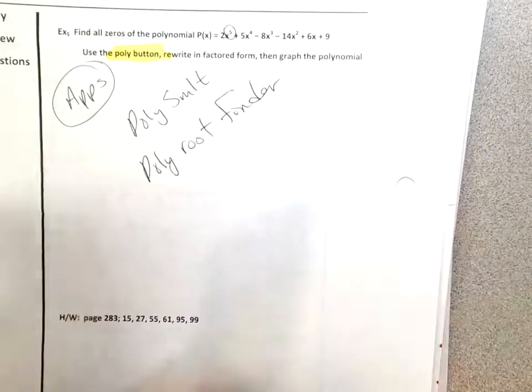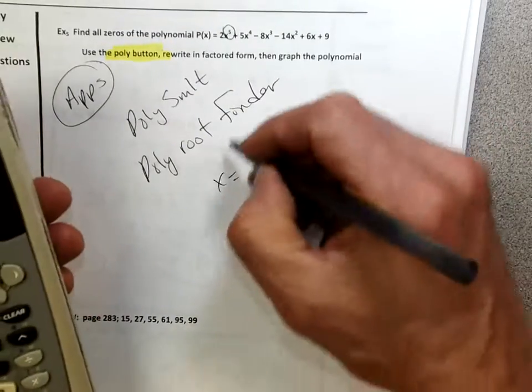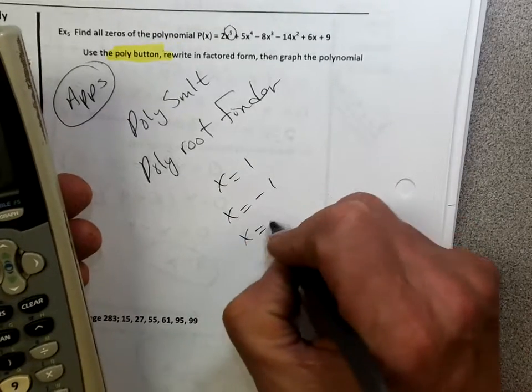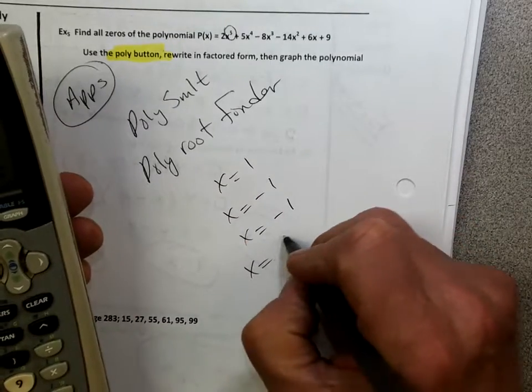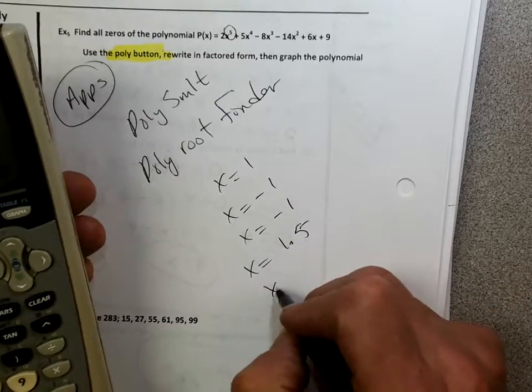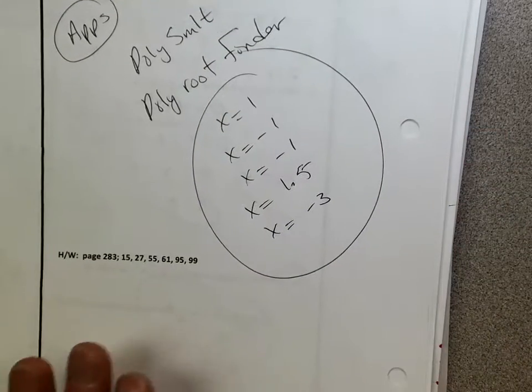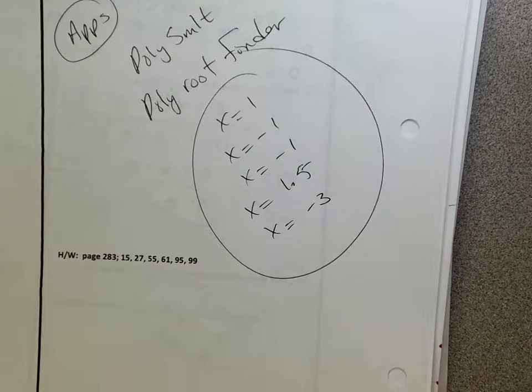So my answers to this one are x equals 1, x equals negative 1, x equals another negative 1, x equals 1.5, and x equals negative 3, okay? Those are all 5 of my answers. And they're real answers, which means we could have graphed them, right?